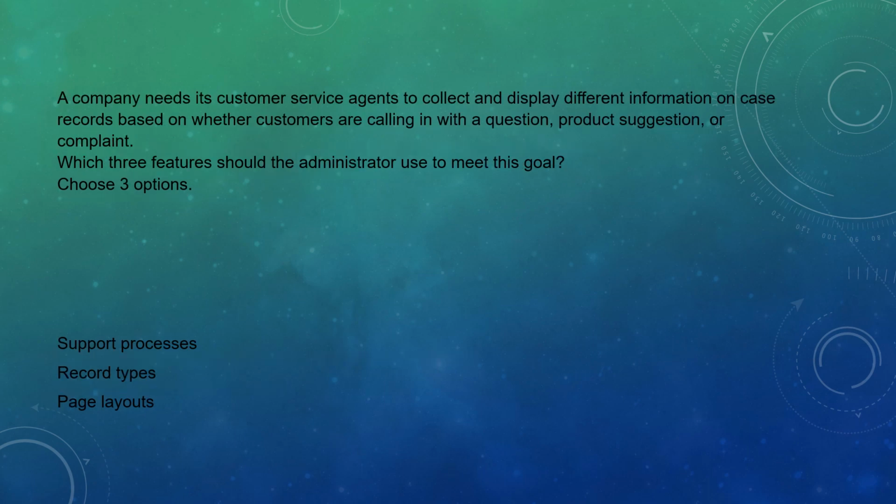A company needs its customer service agents to collect and display different information on case records based on whether customers are calling in with a question, product suggestion, or complaint. Which 3 features should the administrator use to meet these goals? Support processes, record types, page layout.